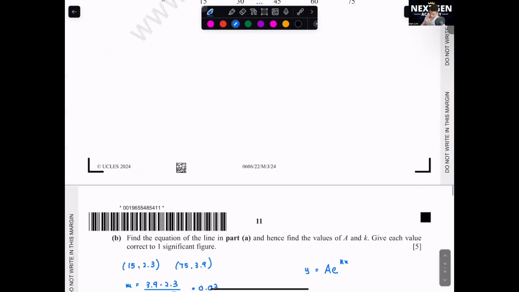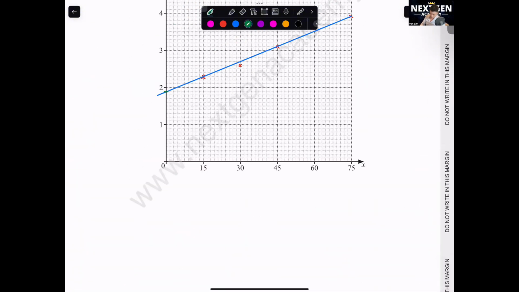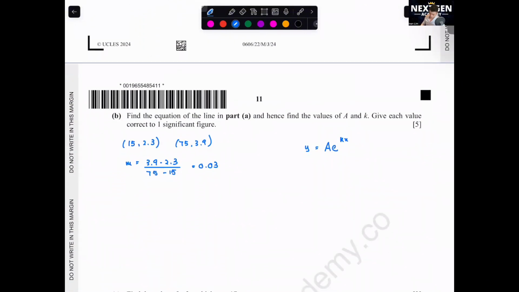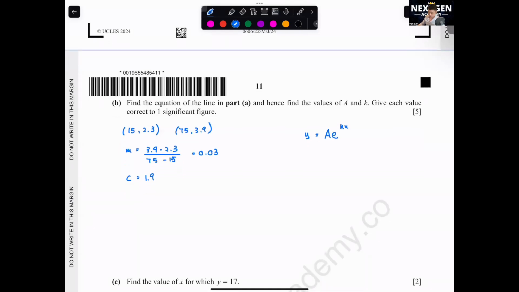Then you read on your graph what the y-intercept is. This is your C value. So your C is equal to 1.9. I think 1.8 also can, according to the mark scheme. They'll give you a slight range, but I use 1.9 here. Then I fit it into big Y equals M big X plus C. So ln y equals 0.03x plus 1.9.